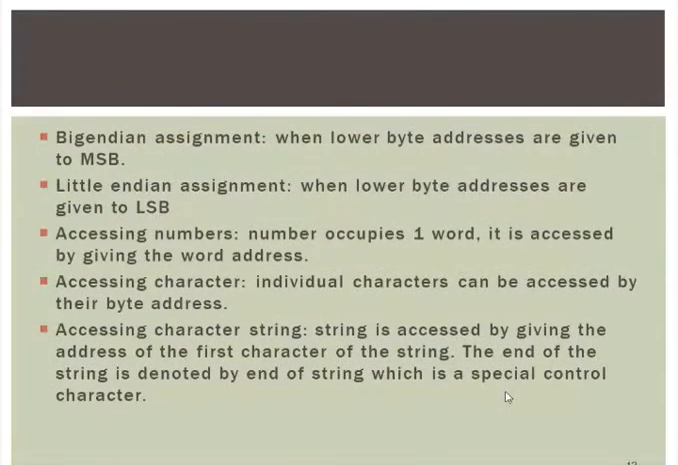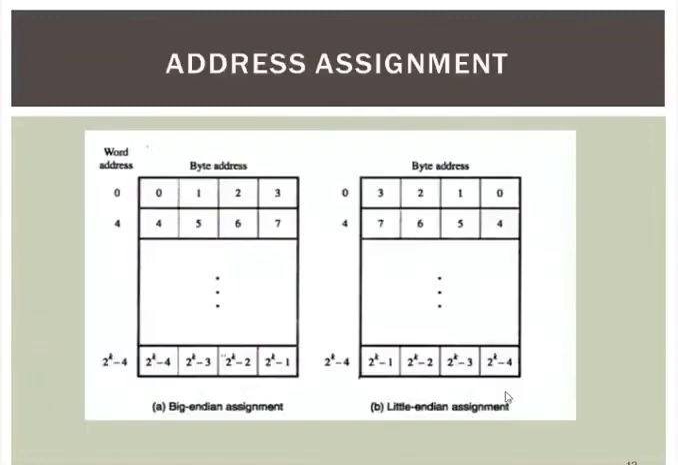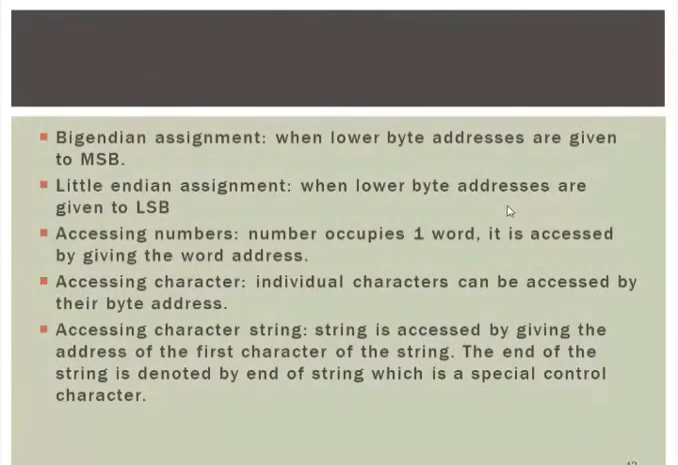When lower byte addresses are given to the MSB, that is, the lower byte addresses start from 0 to whatever the end is, we give the minimum, that is 0, to the most significant bit, the leftmost bit. It is called big endian assignment. When we give the lower addresses to the LSB, that is the rightmost bit, it is called little endian assignment.